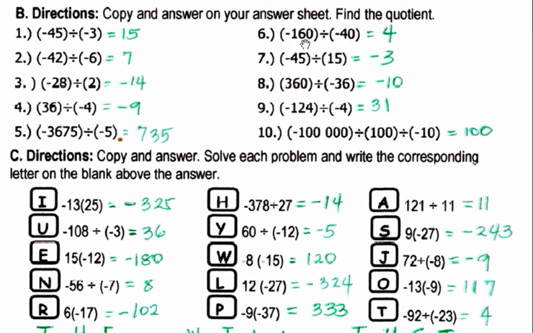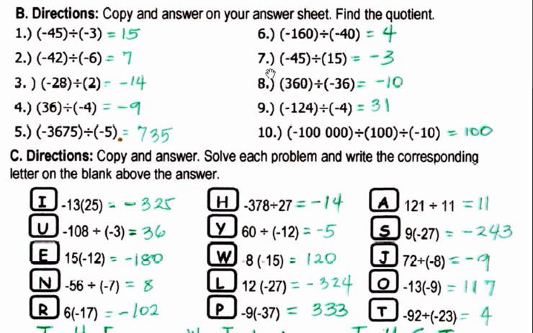40 is the divisor, right? Divisor. So the quotient, 160 divided by 40, it's 4. Since both integers are negative, the answer is a positive quotient, which is 4.